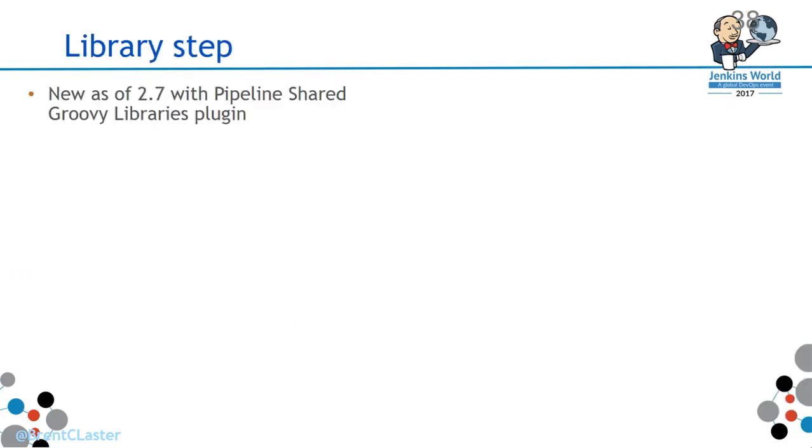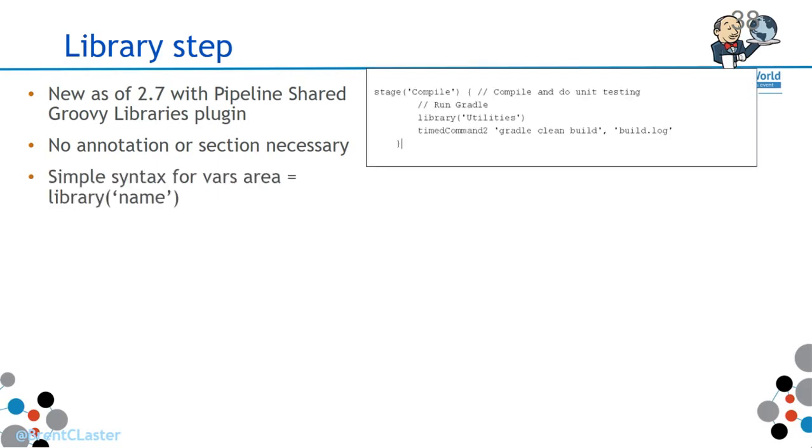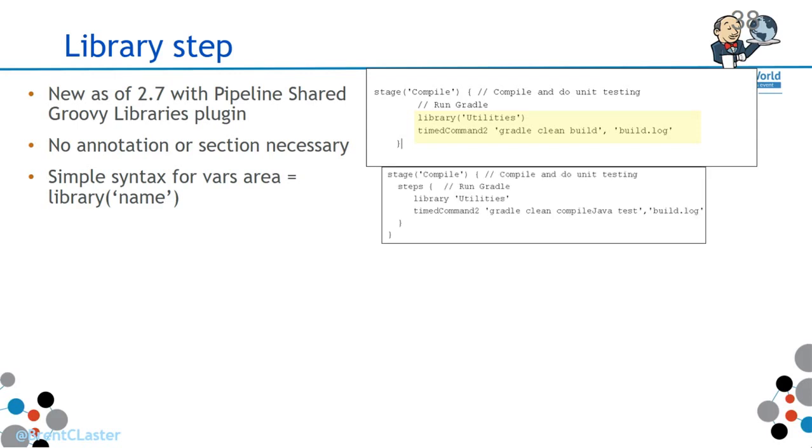In 2.7, there is a library step with the Pipeline Shared Groovy Libraries plugin. There's no annotation or section needed, so you can essentially just say, here's a scripted syntax library, load in your library, and then run the command. It's a very simple syntax there. If you were doing declarative pipeline, it looks the same, essentially. So that's a nice feature of it.